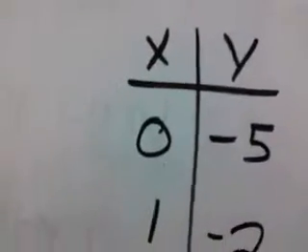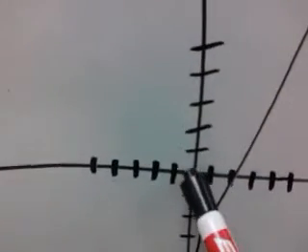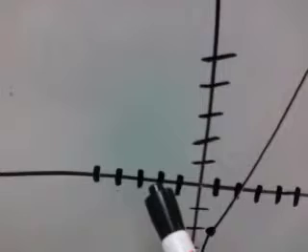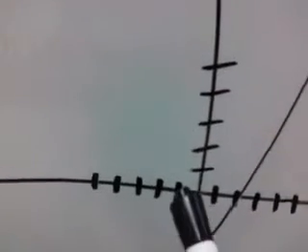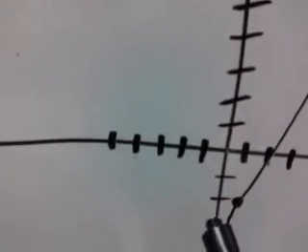So I've graphed my 2 points. My first point is 0, negative 5. I start at the origin. I go 0 to the right or left because that's the x-axis. And I go down 5. And that's where I put my point, at negative 5. I went down because it's negative, and I put my point there, as you can see.